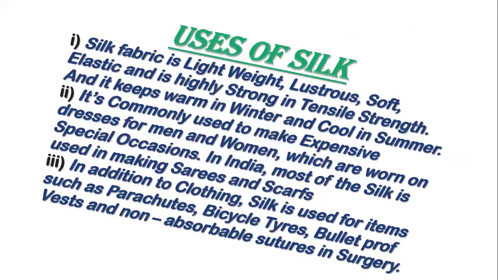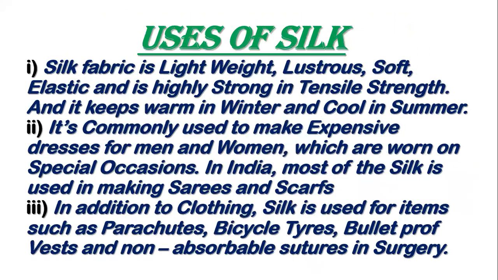Uses of silk. First, silk fabric is lightweight, lustrous, soft, elastic, and has high tensile strength. It keeps warm in winter and cool in summer. Second, it's commonly used to make expensive dresses for men and women, which are worn on special occasions. In India, most of the silk is used in making saris and scarves. Third, in addition to clothing, silk is used for items such as parachutes, bicycle tires, bulletproof vests, and non-absorbable sutures in surgery.